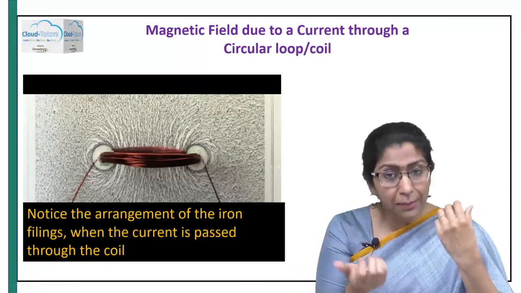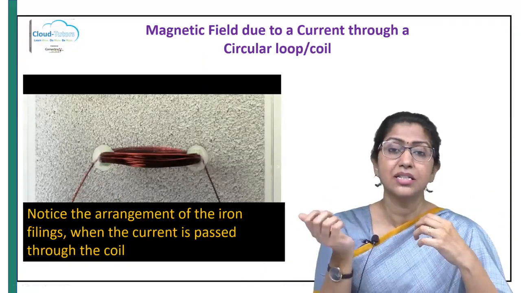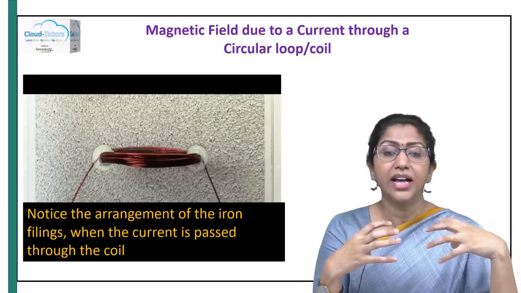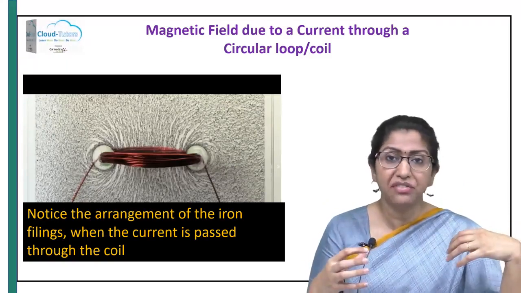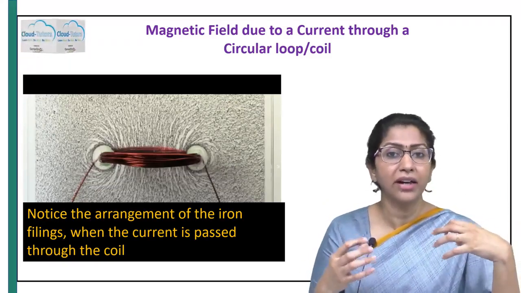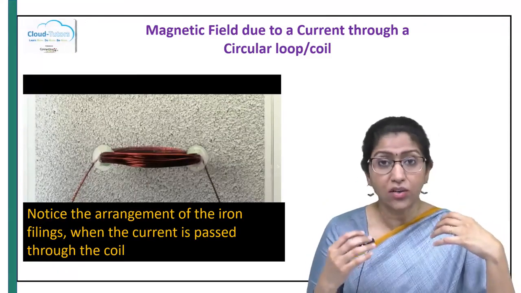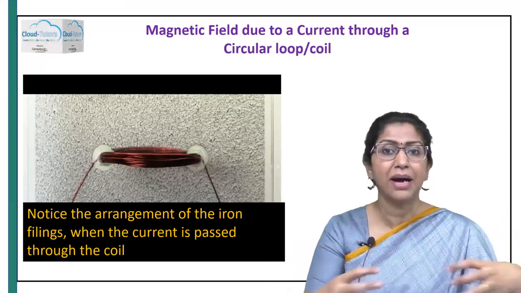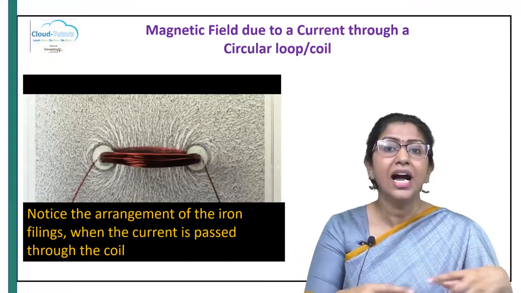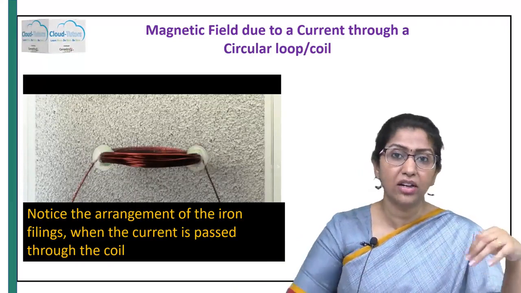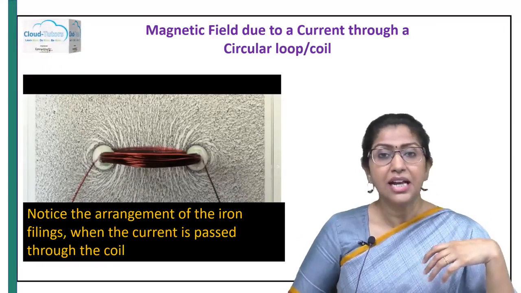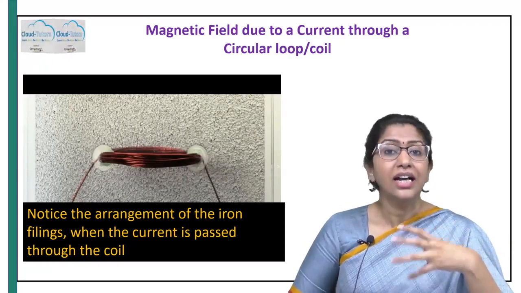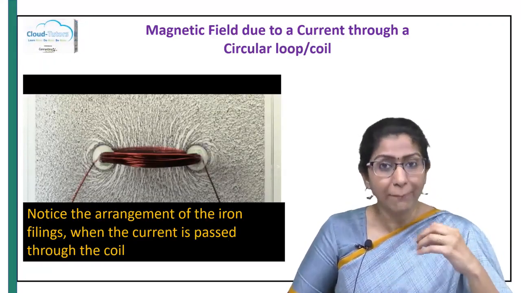Again, the same rule, that is Maxwell's right hand thumb rule, is applied in order to determine the direction and the pattern of magnetic field induced around this copper coil. As you can see on the screen, as and when we pass the electric current, there are magnetic field line patterns formed by the iron filings which are randomly spread around this electric coil, a copper coil. So here it becomes an electromagnet, right?